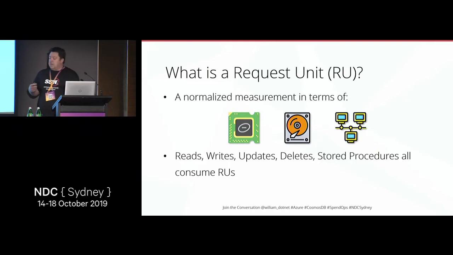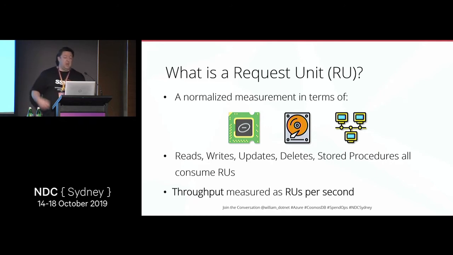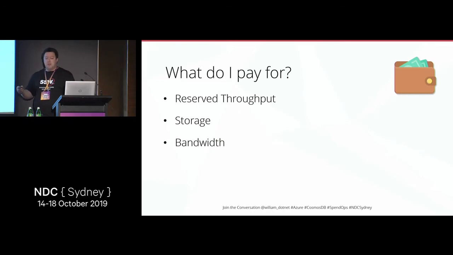And everything that we do in Cosmos, reading, writing, updating, deleting, or stored procedures, they all consume RUs, request units. And our throughput is measured in RUs per second, so it's the amount of work that we do per second. And what do we actually pay for? So these three things: the throughput that we reserve, which is always available whether we use it or not; the amount of storage we have in our database, the size of our data; and then how much we're sending across the wire. So those are the three main things that we pay for.